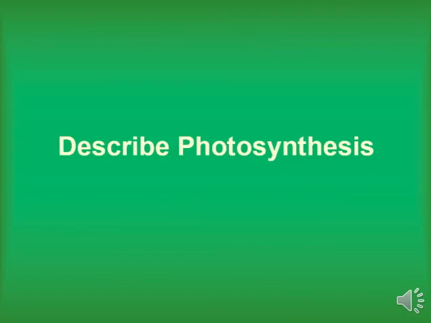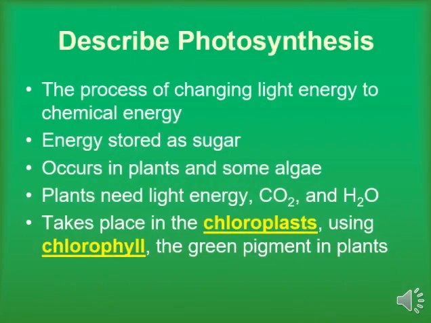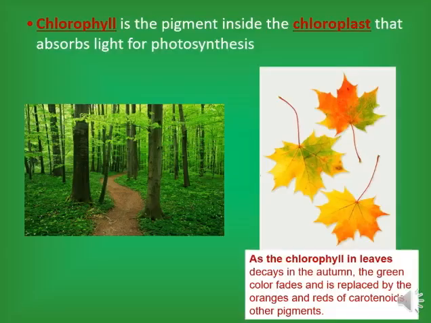Let us describe photosynthesis. It is the process of changing light energy to chemical energy. Energy is stored as sugar. It occurs in plants and some algae. Plants need light energy, carbon dioxide, and water. It takes place in the chloroplast using chlorophyll, the green pigment in plants. Chlorophyll is the pigment inside the chloroplast that absorbs light for photosynthesis. It gives the green color in plants.